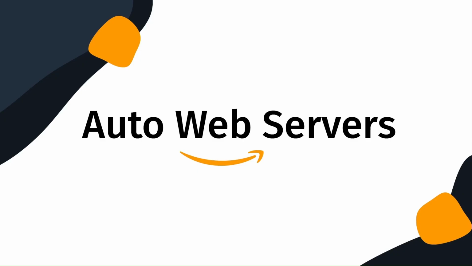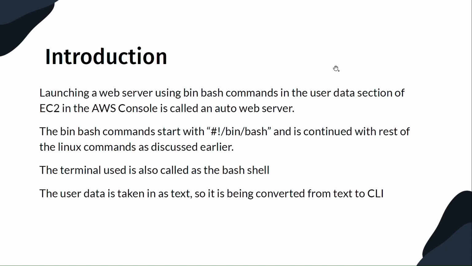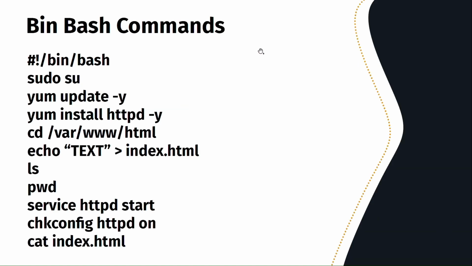We now have auto web servers and bin bash commands. Launching a web server using bin bash commands in the user data section of EC2 in the AWS console is called an auto web server. The bin bash commands start with #!/bin/bash and are continued with the rest of the Linux commands we discussed earlier. Bin bash commands are as follows. Make sure to take a note of all of these so that you can easily copy paste them in the user data box of the AWS EC2 console.